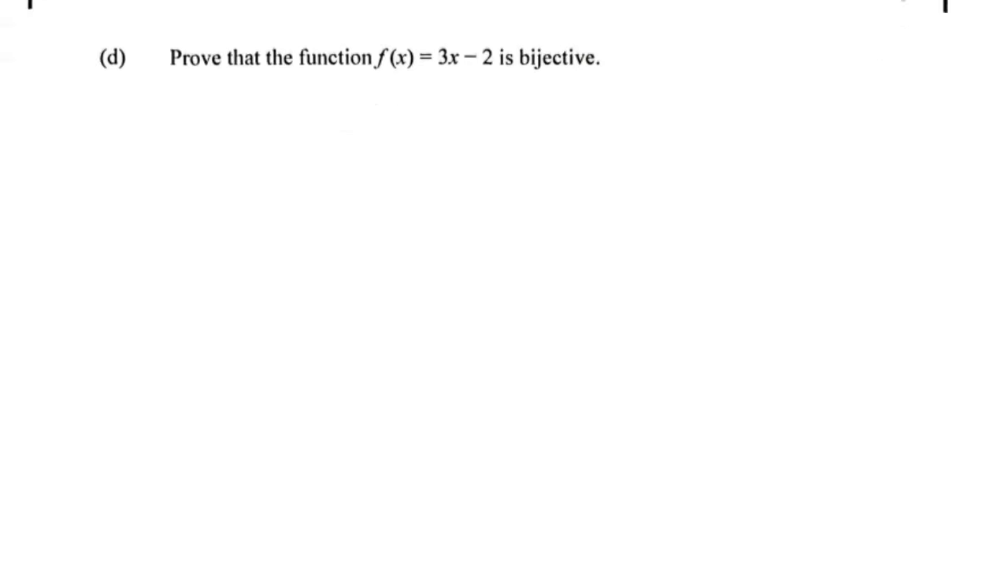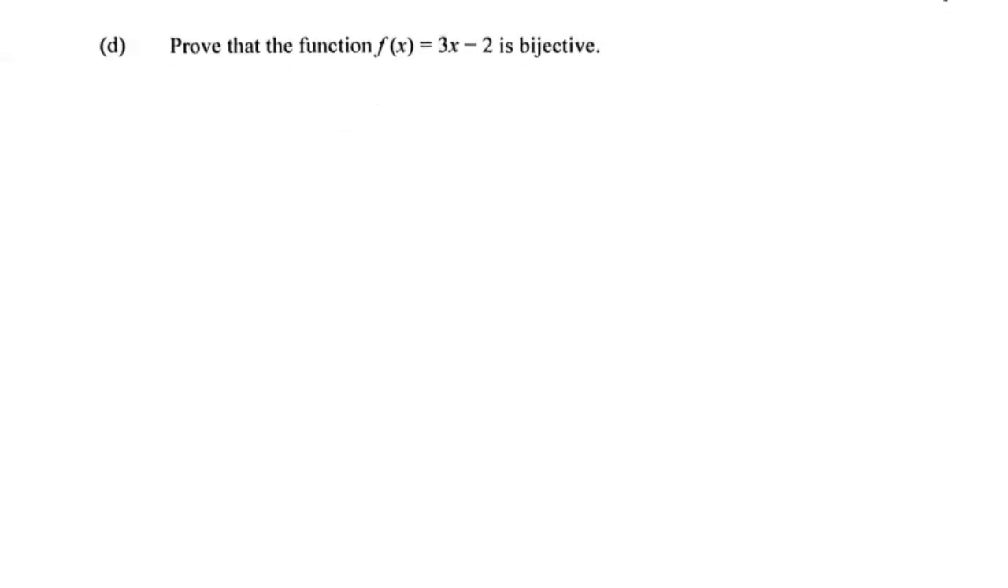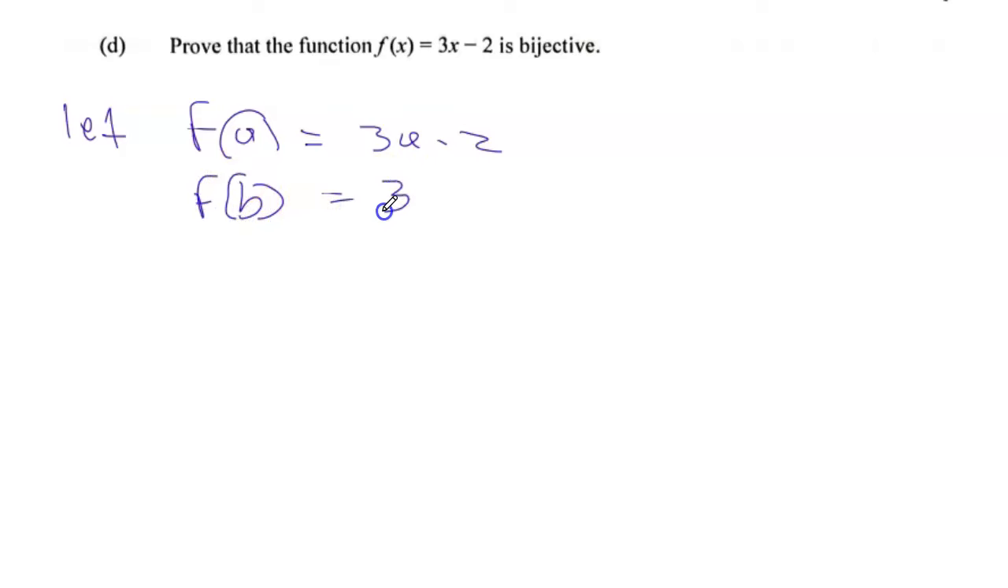Part D, prove that the function f of x equals 3x minus 2 is bijective. And we can do this a couple of ways. We can use the algebraic method, or we can do it using the graphical method. Let's do the algebraic method. So let f of a equal 3a minus 2 and f of b equal 3b minus 2. Alright, so we can equate f of a and f of b.